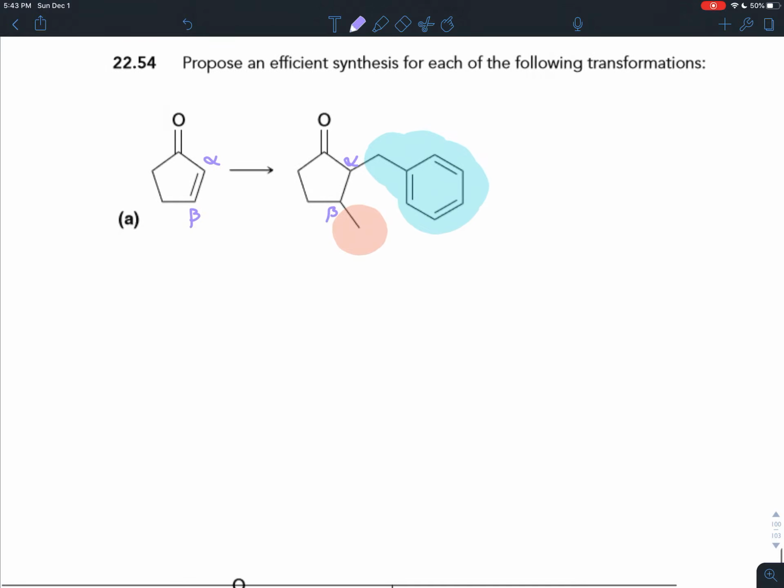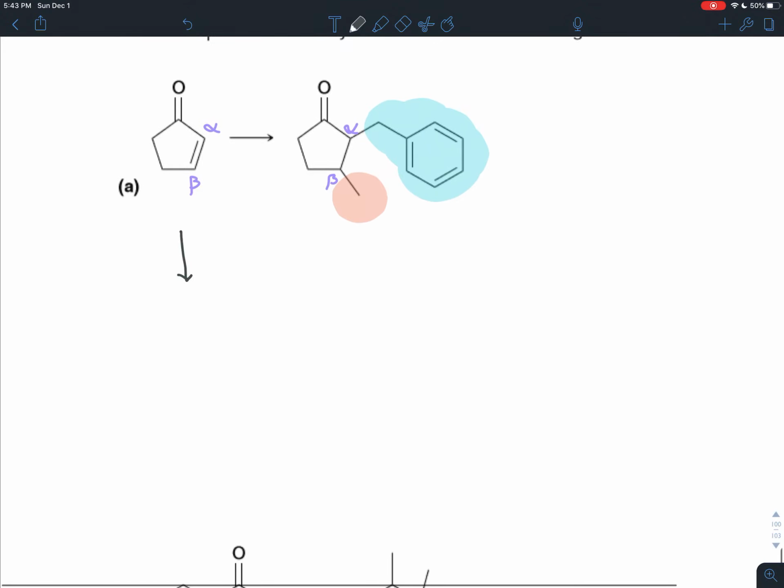So we can do this in two steps. First, we can treat this with a Gilman reagent. Because the group that we want to add on the beta carbon is a methyl group, we'll have the methyl, two of those, copper lithium. That will give us this product.